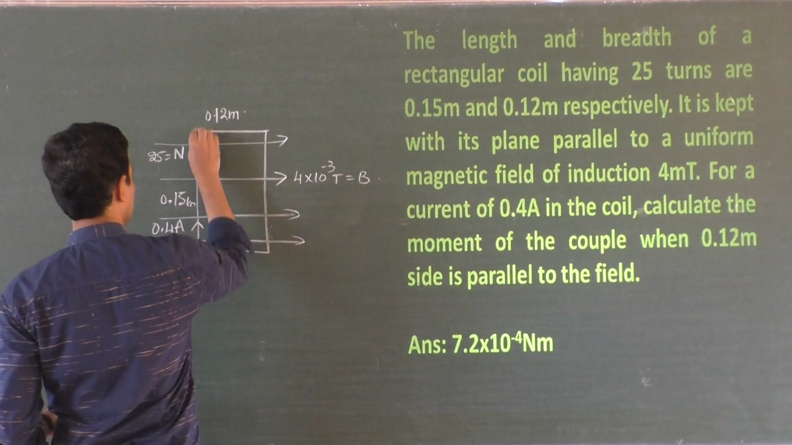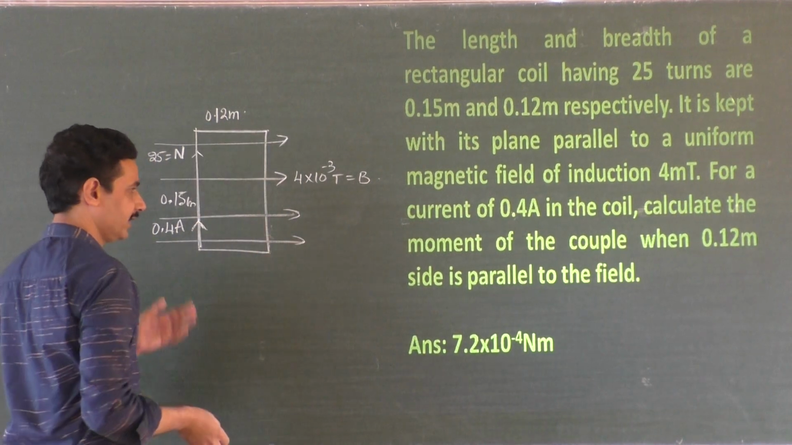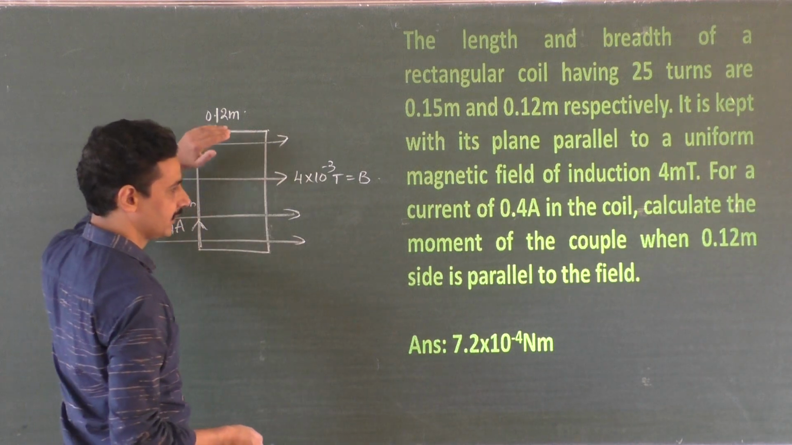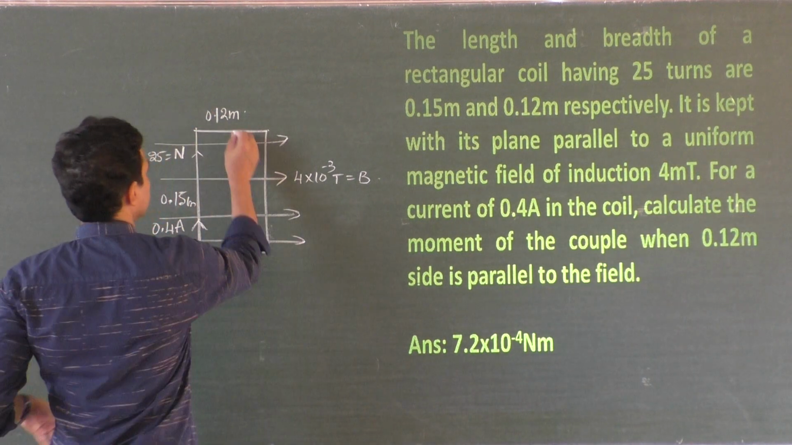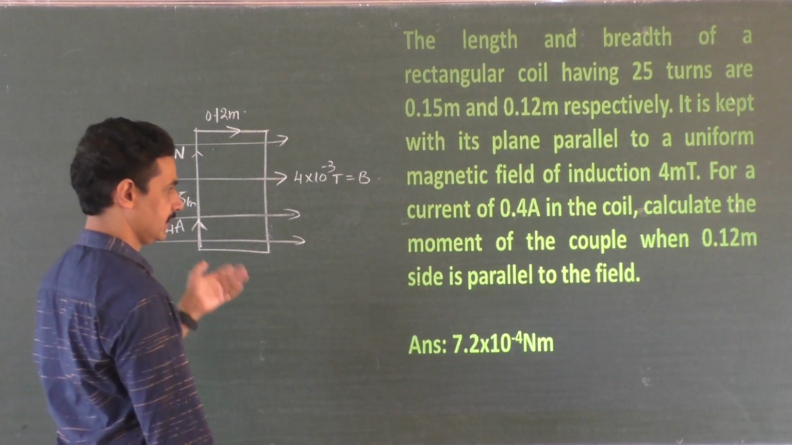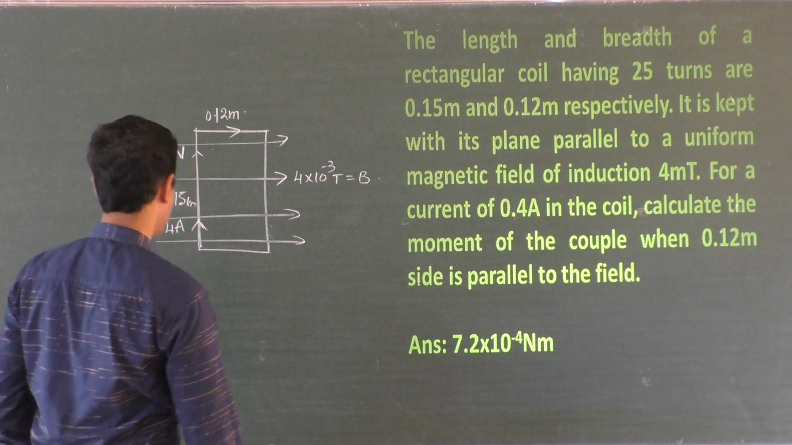This is parallel to the field. This is vertical to the field. We have already drawn it without reading. Actually, automatically, accidentally it was correct. So the 0.12 meter side of the coil is parallel to the magnetic field, and this is vertical. It is understood. So what is the torque acting?